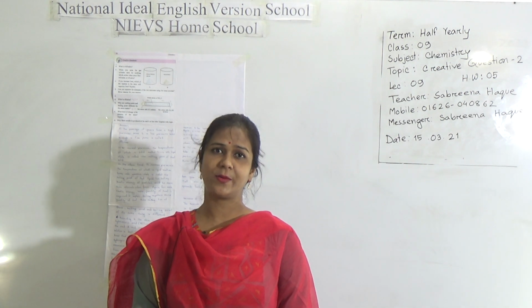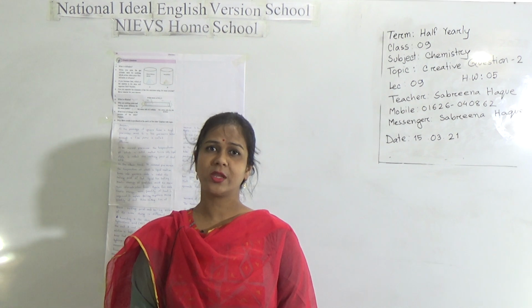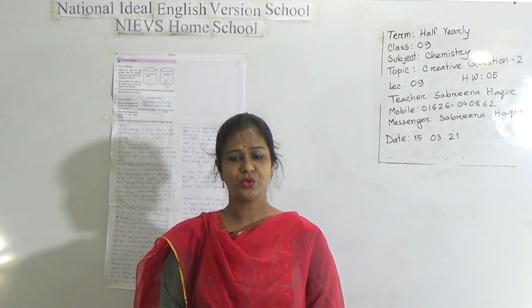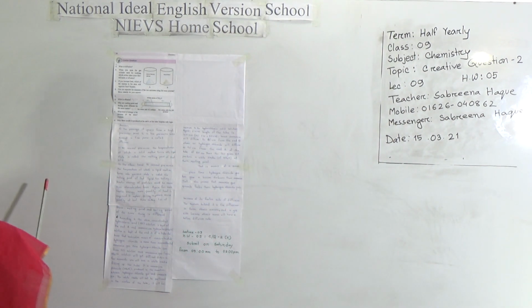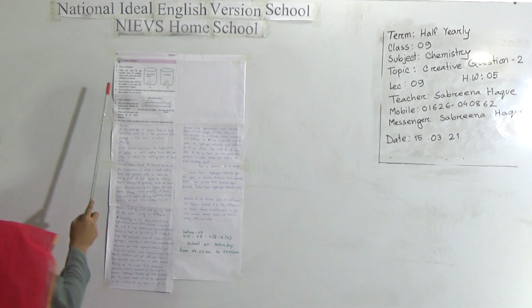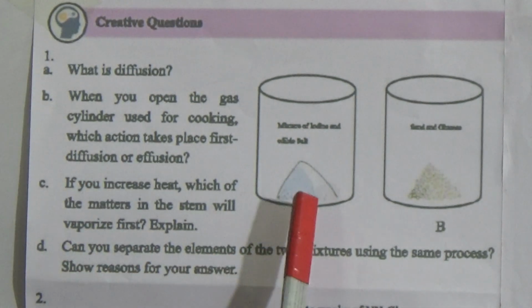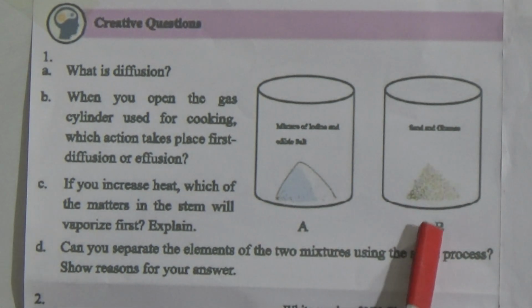Dear students, today I am going to take a chemistry class for class 9 students based on creative question answers, which belong to chapter 2. So let us move forward to today's topic. In our previous class we already discussed creative question number 1, and I will repeat C and D again from creative question number 1.